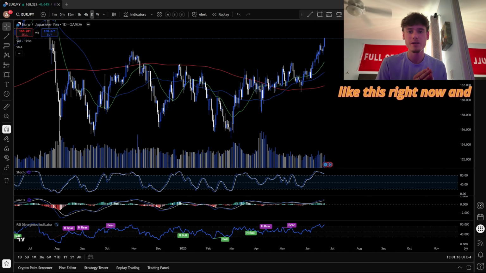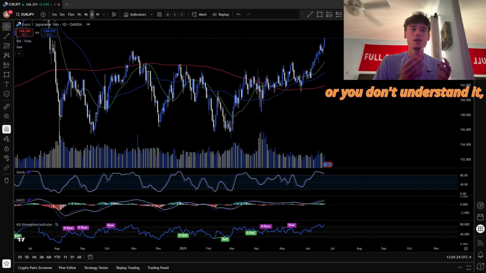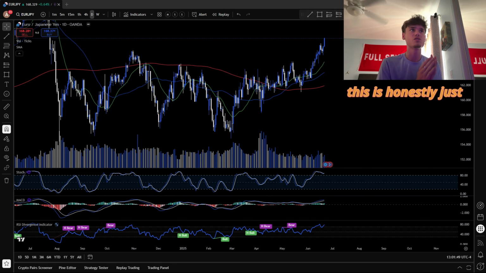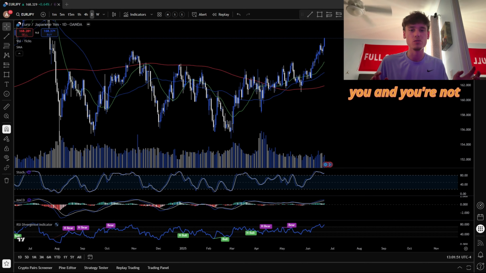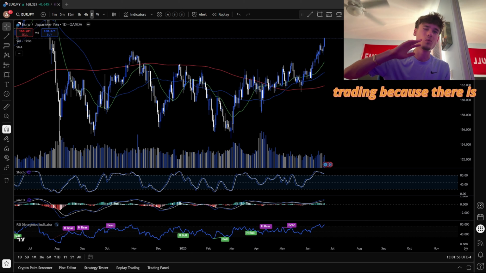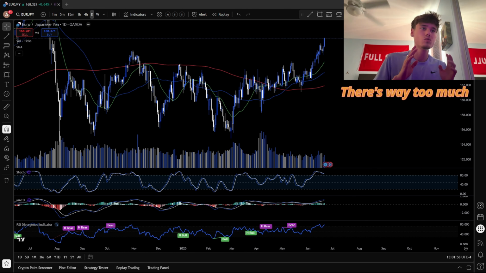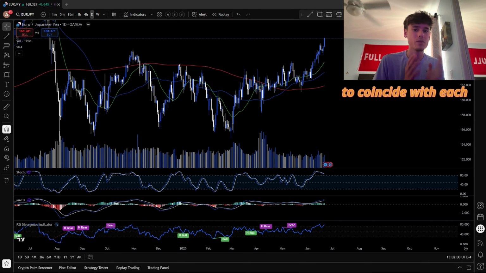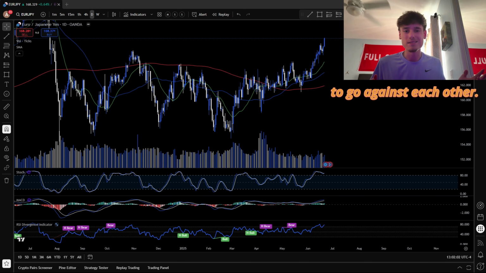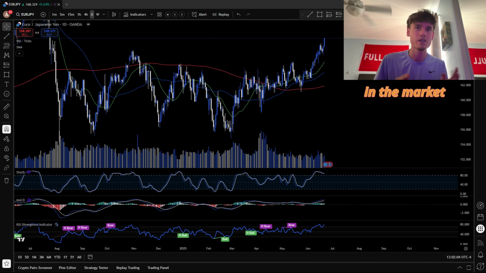If your chart looks like this right now and you don't have a solid strategy with all of this on the chart, or you don't understand it, please do me a favor and just remove it. If you're new to the market, this is honestly just going to extremely confuse you, and you're not going to have any fun trading because there is way too much going on. There's way too much stuff that's going to coincide with each other and go against each other. It's just too confusing in the market.